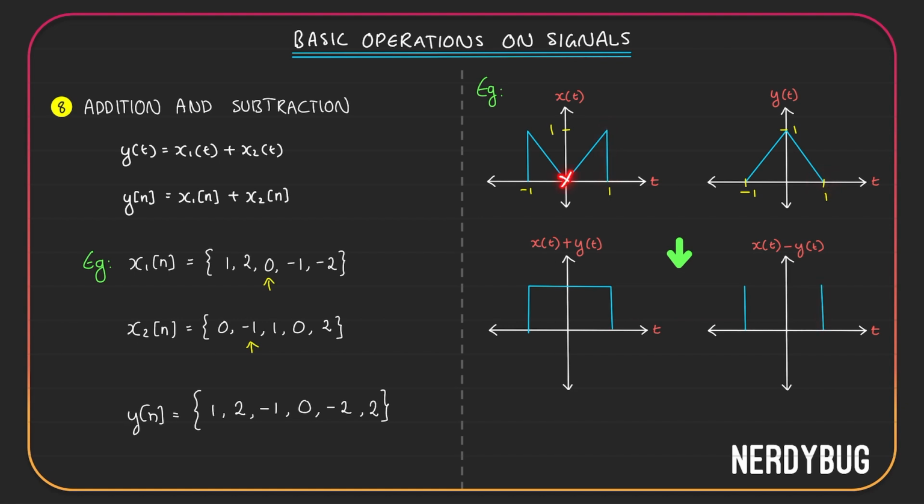We have 1 here, we're subtracting 0 from it, we get 1. At the middle, here we have 0, we have to subtract 1 from it, so we get minus 1. So let me mark minus 1 over here. This will be our middle point. To get the rest of the points, we can actually just connect the dots. This will be our final signal x of t minus y of t.